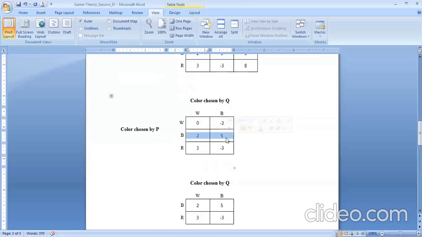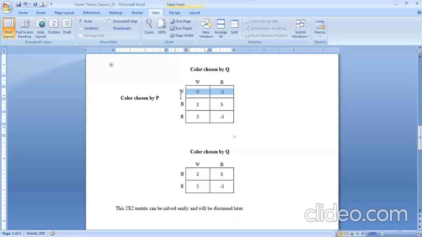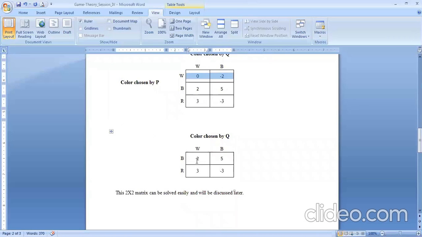As we know, the player P or player 1 wants to maximize his gains. That is why he will eliminate the strategies or the rows which will give him less. So this will give him less compared to this. That is why he eliminates this. Then in the reduced matrix, the wth row is eliminated and the matrix has been reduced to 2 by 2, 2 rows and 2 columns.